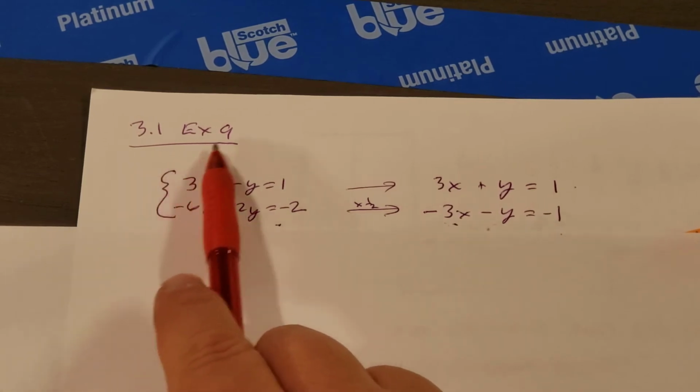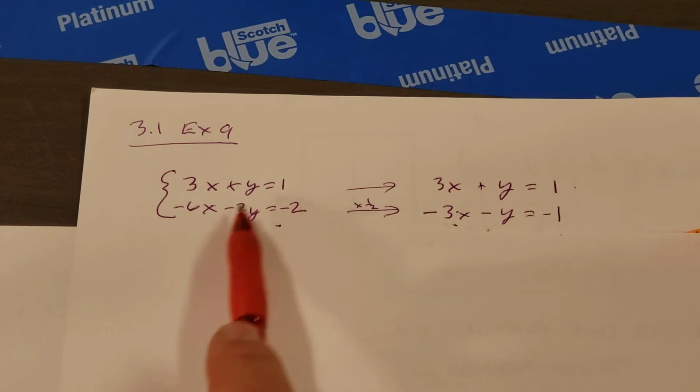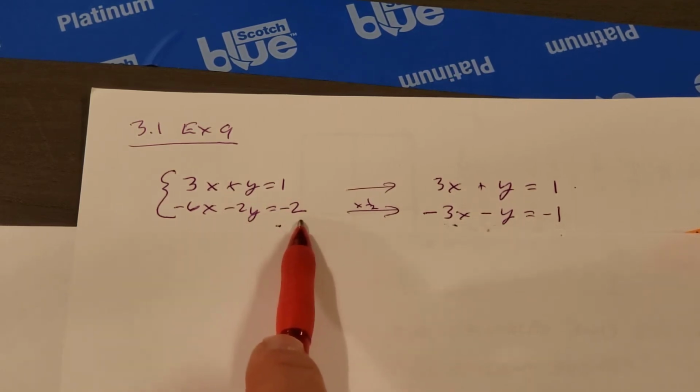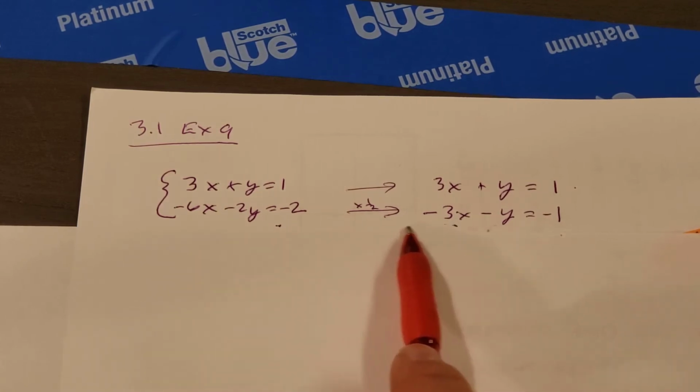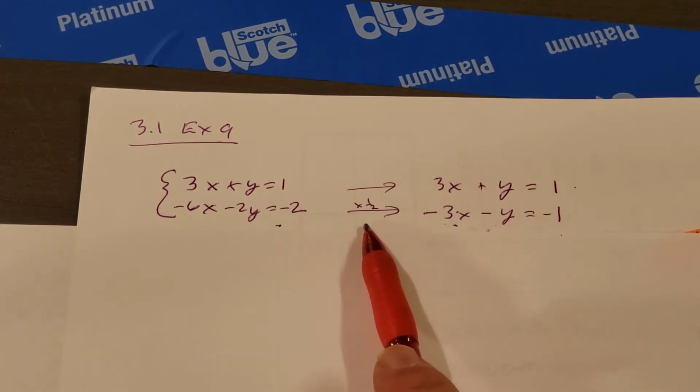This is 3.1 example 9, and I'll just read it to you. It's 3x plus y equals 1, minus 6x minus 2y equals -2. And I decided to do my little arrow thing again. I'm going to do the same thing to both sides in order to create a cancellation. Actually, maybe that's not what I'm doing here.